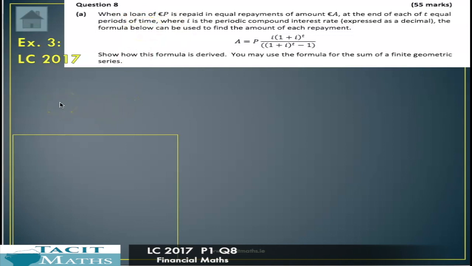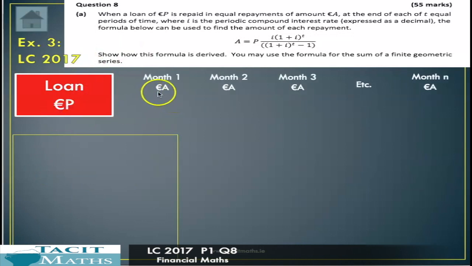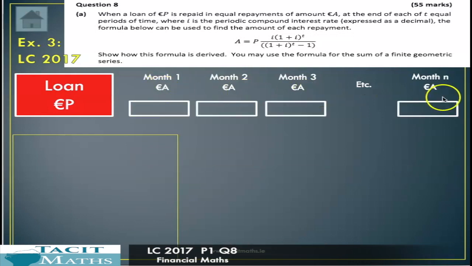This is the way I explain it. You get a loan of P euro, that's your present value. So when you go to the bank in the morning and get your 10,000 euro, for example, that's what it's worth, 10,000 euro. And what you want then is to repay it every month, a fixed amount of A. That's your kind of future value. We'll talk about that in a second. So you're paying off your 100 euro a month, we'll say.